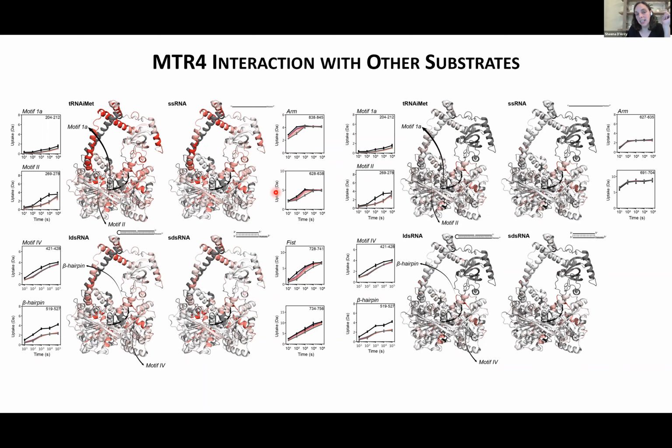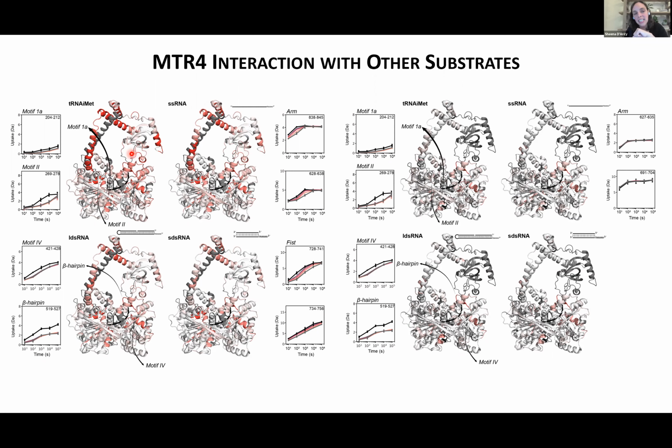So it tells us that this Fis region and the associated conformational change is really dependent on which RNA substrate we are using. So this Fis domain clearly acts as sort of a regulatory part of the protein in deciding how the substrate is binding.